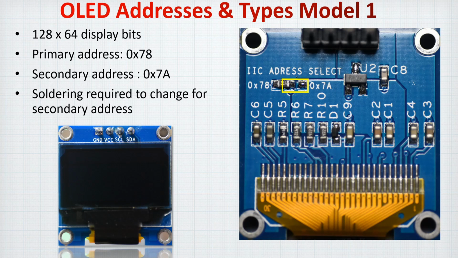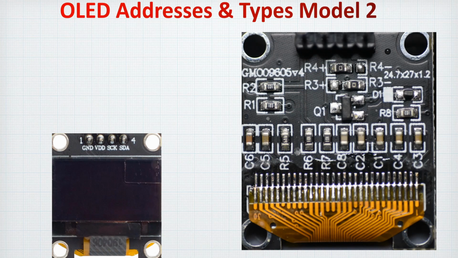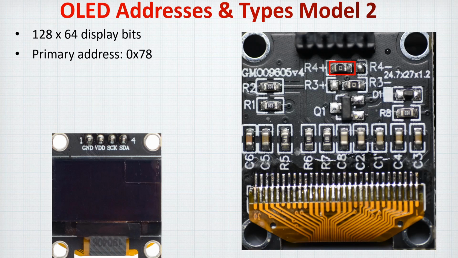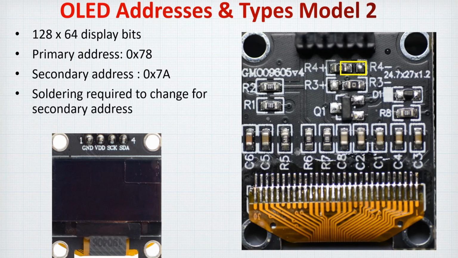This is a model I bought from Amazon, so I would call it the Amazon model. And this model I bought from AliExpress, so I would call it the AliExpress model. As you can see, the back is different. However, it's also a 128 by 64 display. The primary address is totally the same, and the pin connection is also the same. But you have to unsolder the other one and put the solder on the yellow one. So the secondary address is available only if you change the soldering.